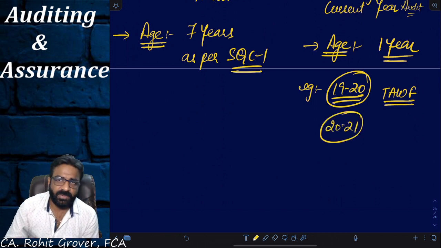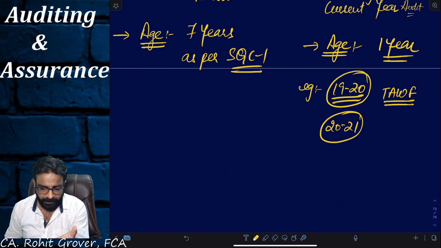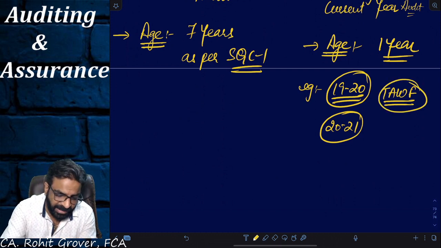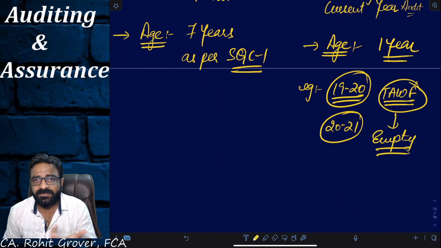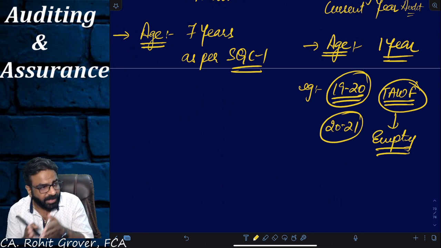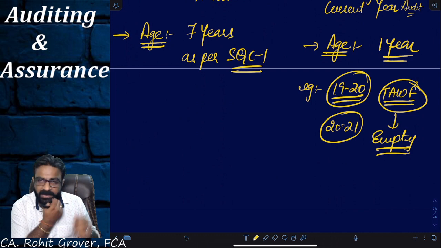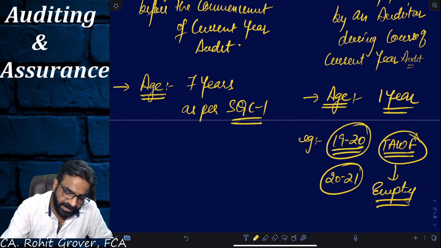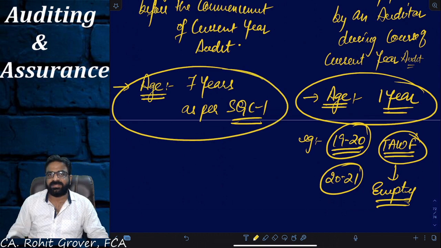When the 2021 audit starts, do I need an empty file or not? Yes. The 1920 file, I will make empty in 2021 while doing the audit. Sir, where will the documents of 1920 go? They get added to the permanent audit file. So, what is the age of this file, everyone? 1 year and 7 years.